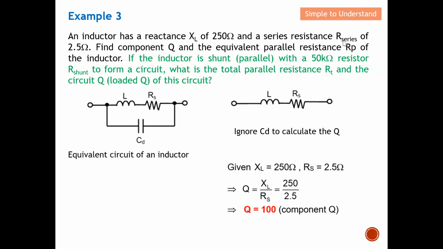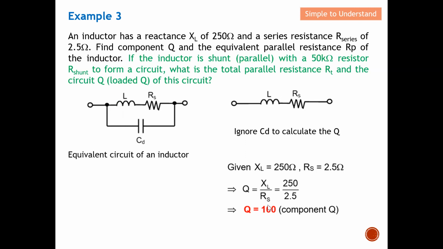Okay, and the Rs is also given in the question, which is 2.5 ohm. Since this L and R are connected in series, I can compute the Q value in terms of a series resonator. So this Q is equal to X over Rs. With these two parameters given, I can easily calculate the component Q of the inductor to be equal to 100.